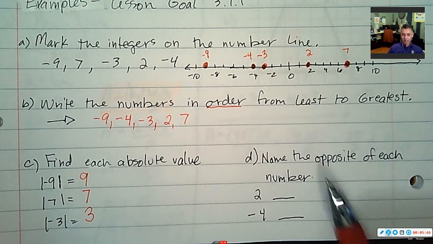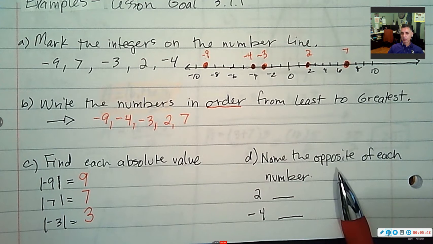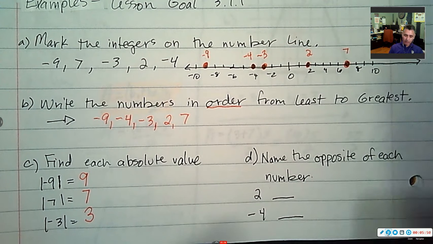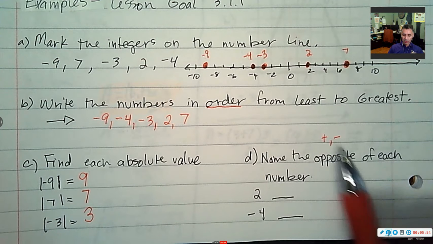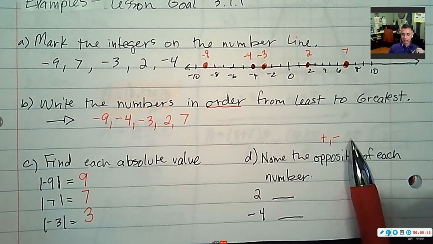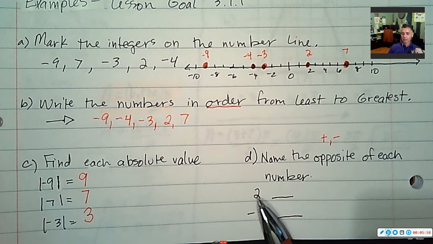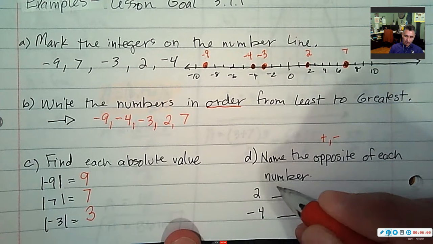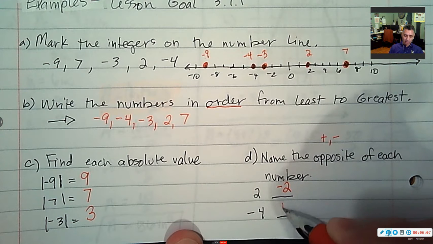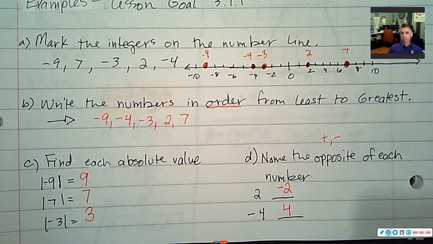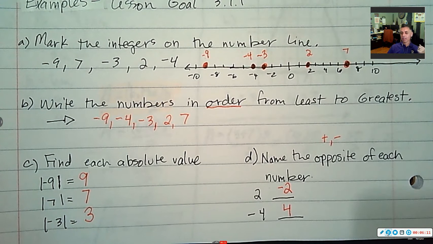Okay, these are different. Name the opposite of each number. When you do that, you're pretty much just switching positive and negative signs. Like here's 2, the opposite of 2 is negative 2. Here's negative 4, the opposite of negative 4 is positive 4. That's what you do with opposites. Okay, let's do some work.